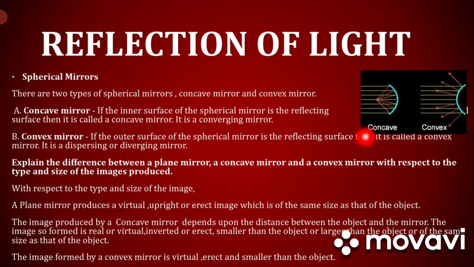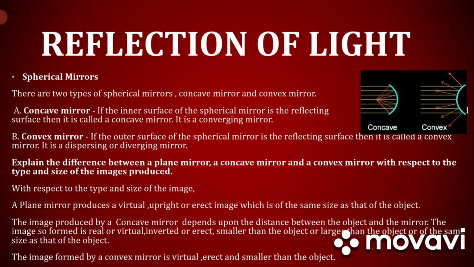Concave mirror. If the inner surface of the spherical mirror is the reflecting surface, then it is called a concave mirror. It is a converging mirror. Convex mirror. If the outer surface of the spherical mirror is a reflecting surface, then it is called a convex mirror. It is a dispersing or diverging mirror.